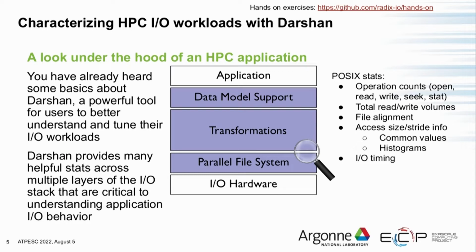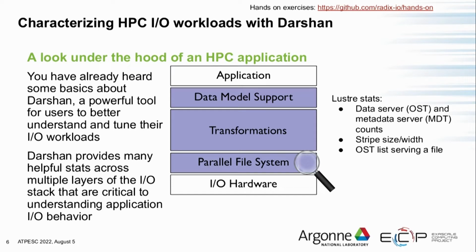At the POSIX layer, more operation counts, read-write volumes. File alignment is one that we'll touch on a little bit later as a useful parameter that we capture here. And we capture more information on common access sizes as well as strides. So stride is basically the distance between consecutive I/O operations on a given process, and that can give you information about how big of jumps you're making in between consecutive accesses, or whether you're seeking around randomly or things like that. And again, more I/O timing at the POSIX level.